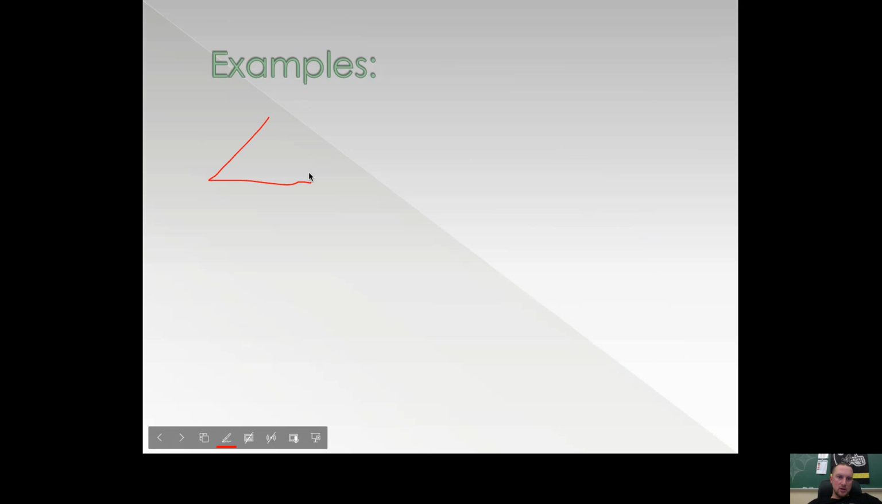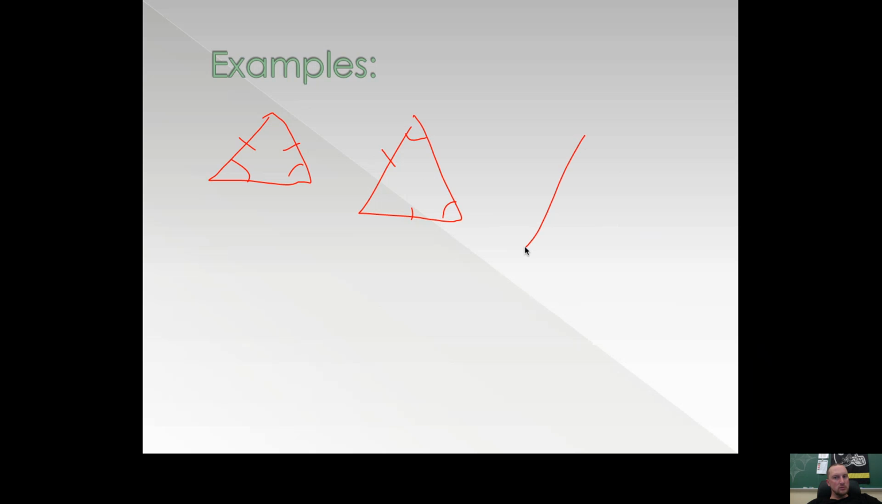Here's some examples. So your isosceles triangles don't always look like this where your legs are on the left side and the right side. If they do, then those are your base angles. But sometimes you're going to have isosceles triangles where your congruent sides are maybe on the left side and the bottom. When that happens, your base angles are here. These are your legs. Where are your base angles? There.